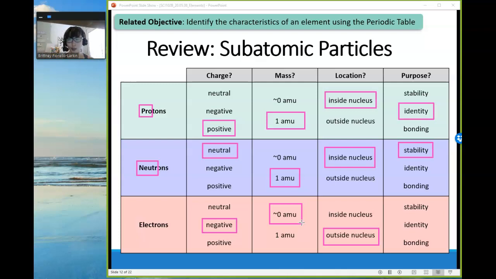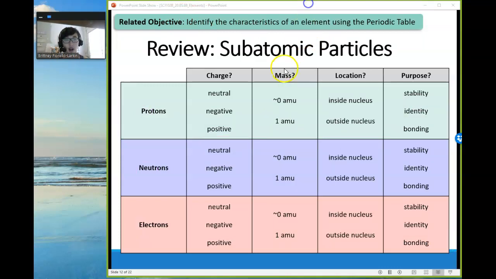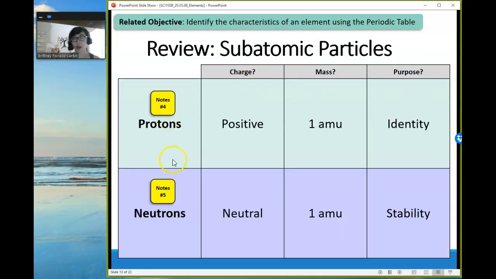So electrons have almost no mass, and we don't really care about them when it comes to calculating the atomic mass of an atom, which we'll take a look at a little bit later. And their purpose is for bonding. Remember, electrons, because they're on the outside of the nucleus, are the ones that can kind of hold hands with other atoms in order to make compounds and bond and create new things, different substances. Okay? So at this point, we should be able to go ahead and answer our next 2 questions, which are number 4 and number 5.